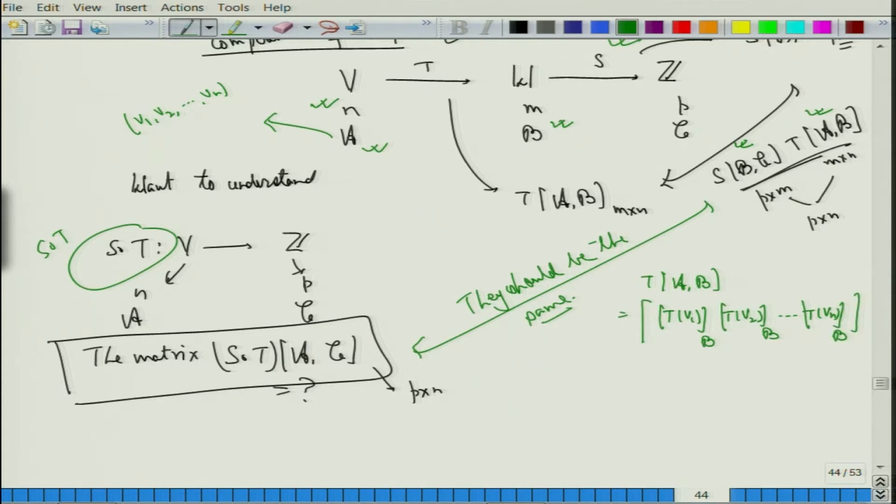Fine. Now, what is T V1? I want to understand what is T V1. T V1 is an element of W, everything is nice with us, no problem. But I can also apply S to it. Now, if I apply S to this, fine, because T V1 is an element of W, this belongs to W. So I can apply this, fine. If I apply this, then this is an element of Z now.